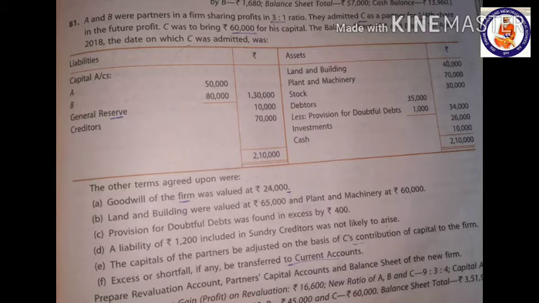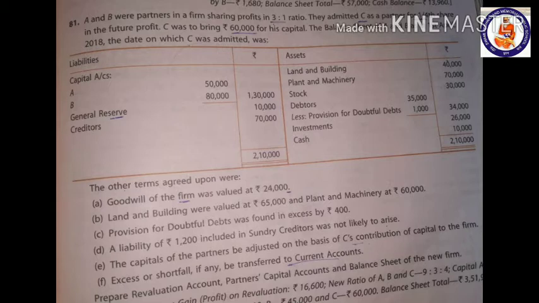The other terms agreed upon were: goodwill of the firm was valued at 24,000, land and building was valued at 65,000 and plant and machinery at 60,000. Here we see that land and building value 65,000 is increased, as in the old balance sheet 40,000 was there. It is increased by 25,000. Plant and machinery was 70,000 in the old balance sheet, and we have revalued it at 60,000, meaning value has gone down by 10,000.